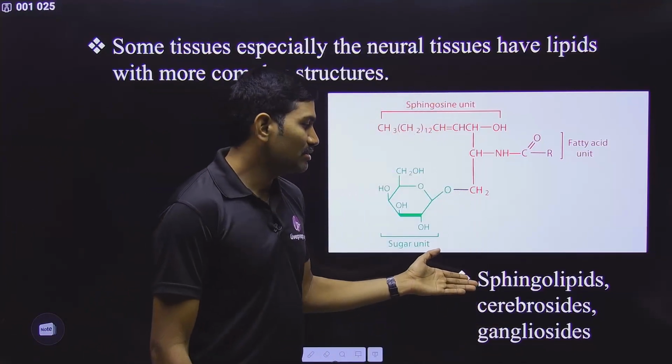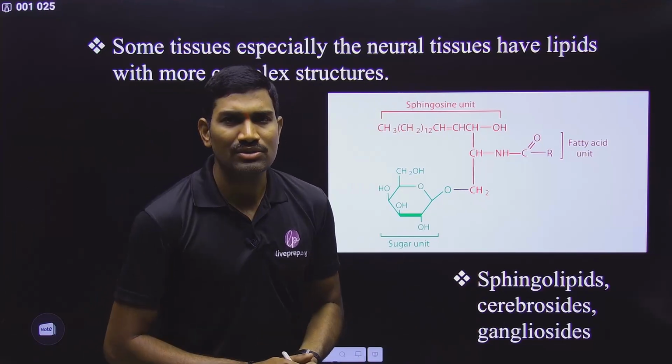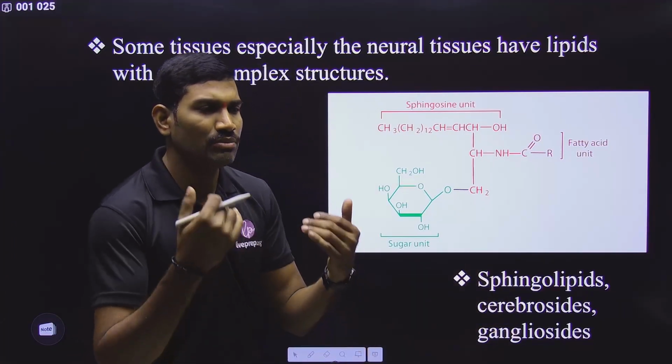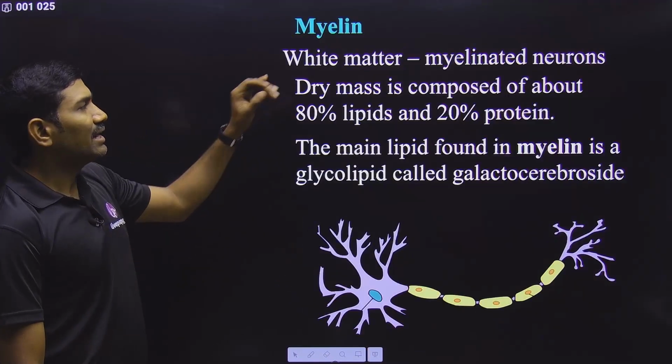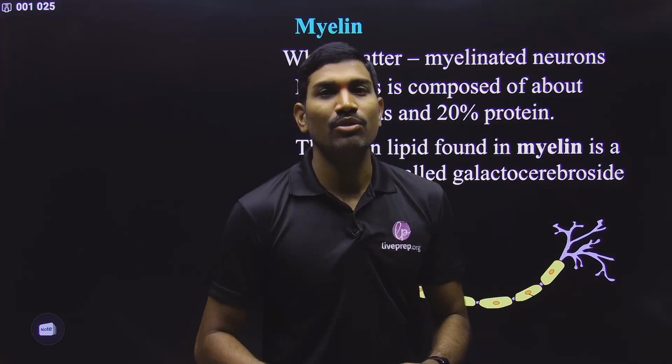And there we are generally observing sphingolipids, cerebrosides, gangliosides. So these are different types of some more complex lipids. But this information was not given in NCERT, so I am not going into those details. Clear?